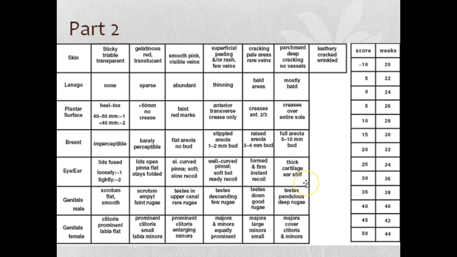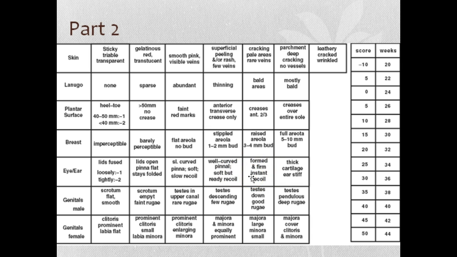If it's really thick and recoils super fast, you might give them an extra point there. It's stiff, versus maybe a little on the earlier side. It's well formed, but it's kind of soft and it recoils, but not an instant recoil. So you can kind of see that spectrum there.